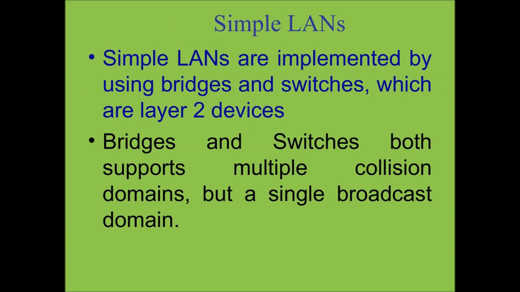A simple local area network. Simple local area networks are implemented by using bridges and switches, which are layer 2 devices. In the previous lectures we have discussed local area networks, switches, and bridges. So whenever we create a simple local area network, we will use a switch as well as a bridge to connect different devices. Second point, bridges and switches both support multiple collision domains but a single broadcast domain.